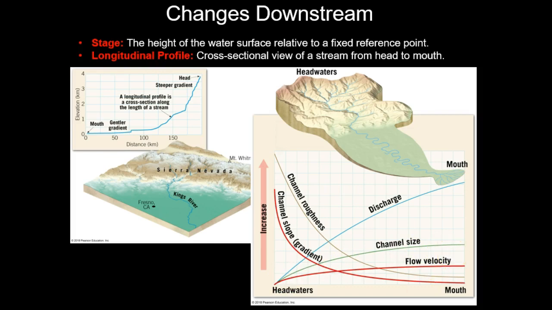So if we account for all of these factors, it is relatively a rule of thumb to say that the flow velocity will increase as the channel approaches the mouth of the stream. Or if you want to say it another way, it is lower velocity closer to the headwaters region, and then higher velocity closer to the mouth or the outlet of that stream.